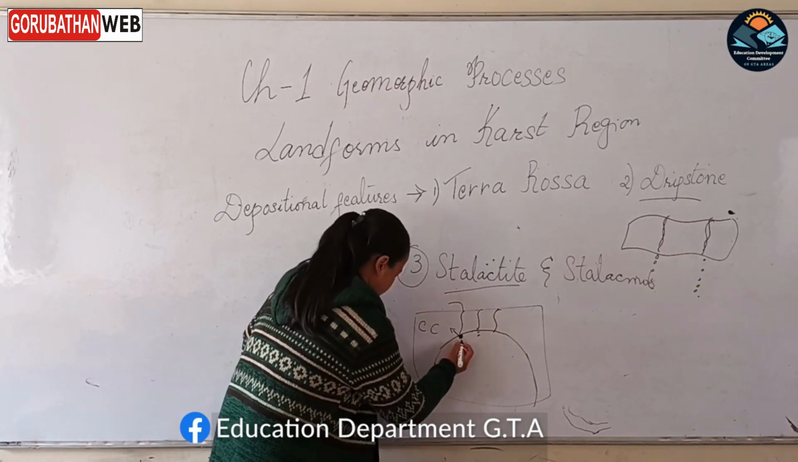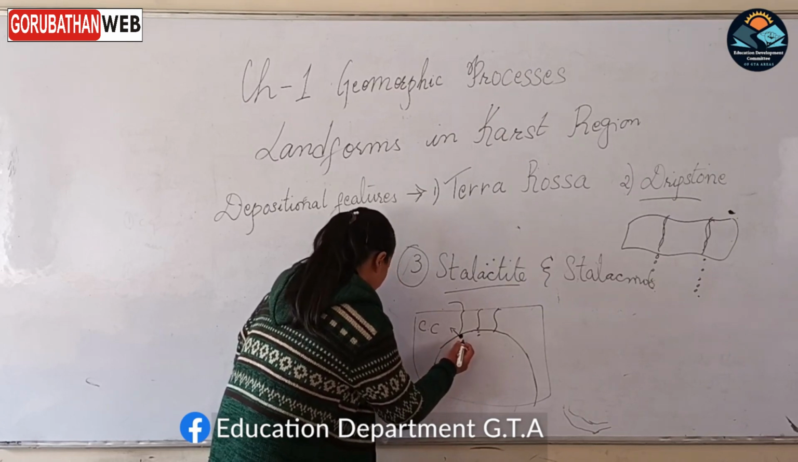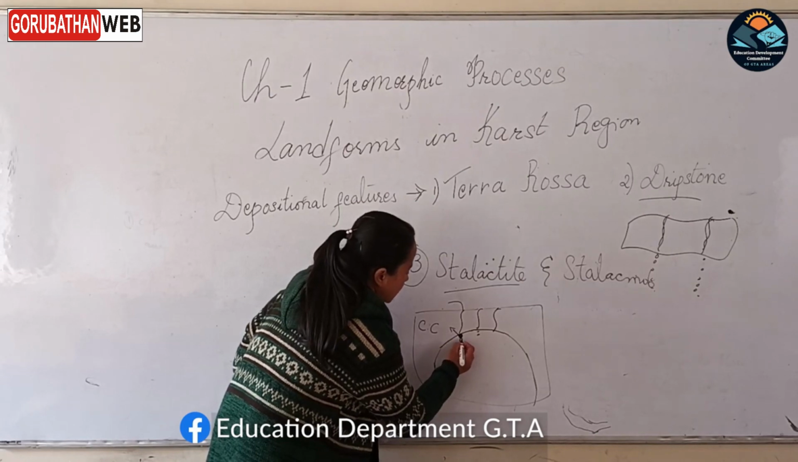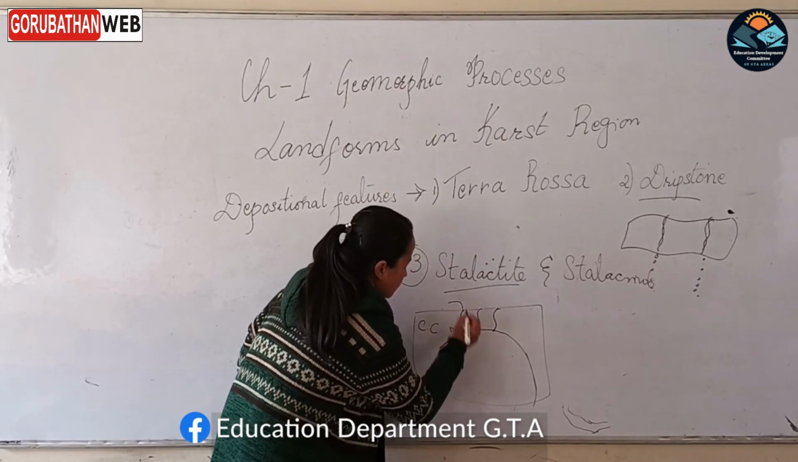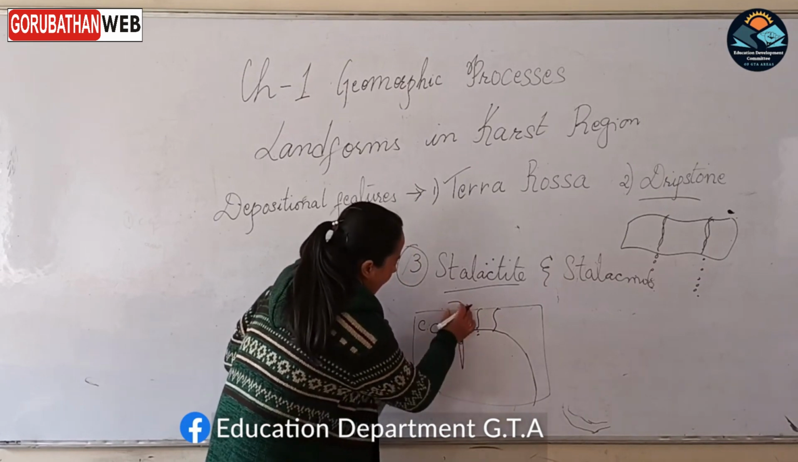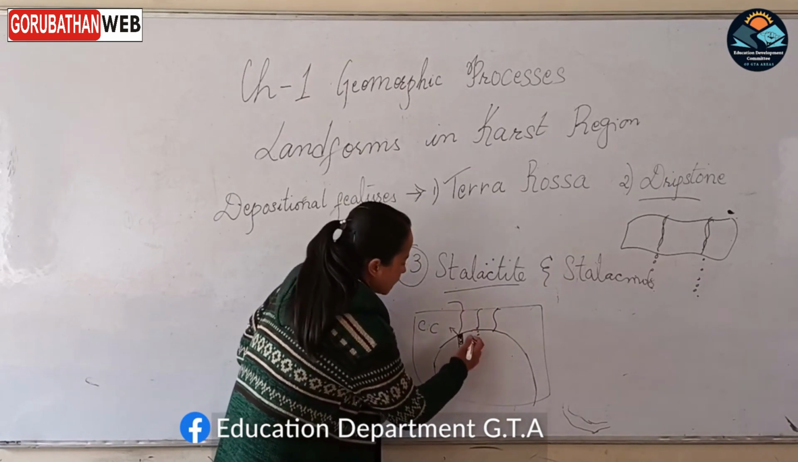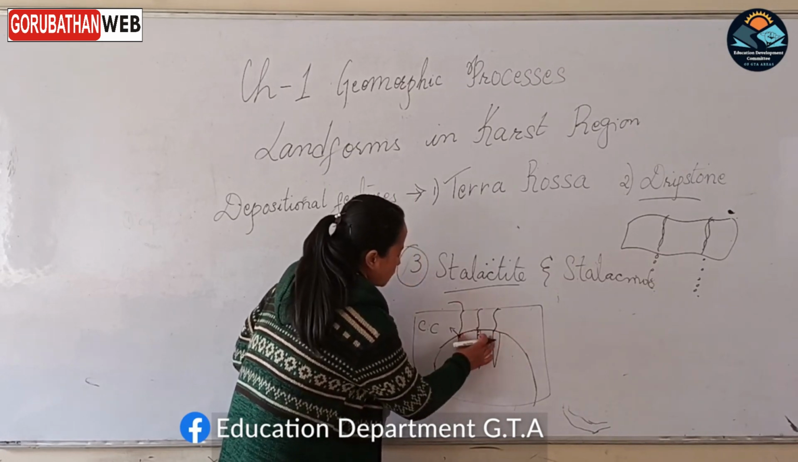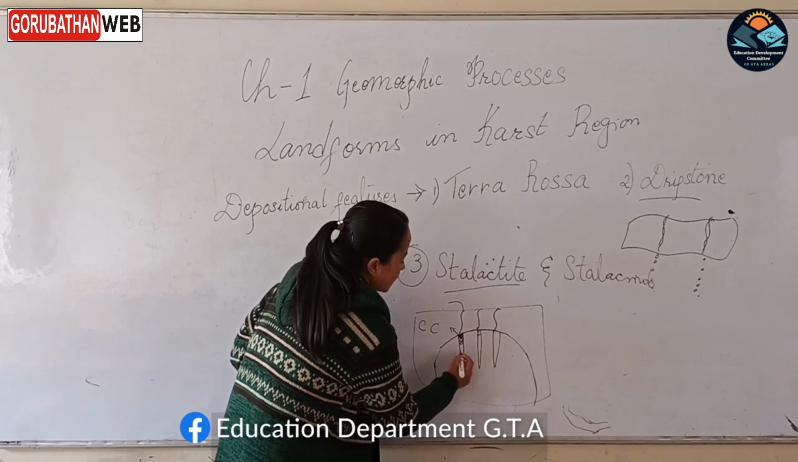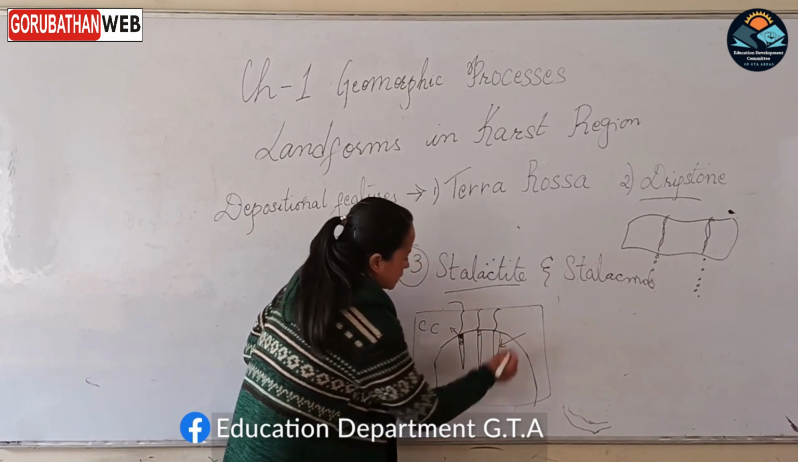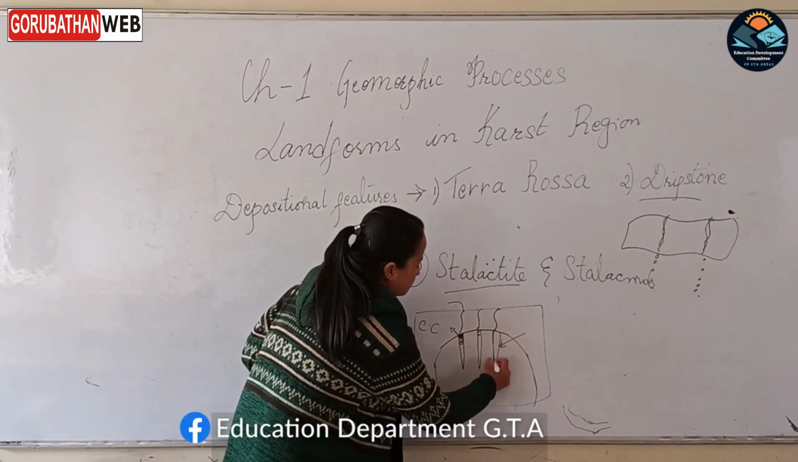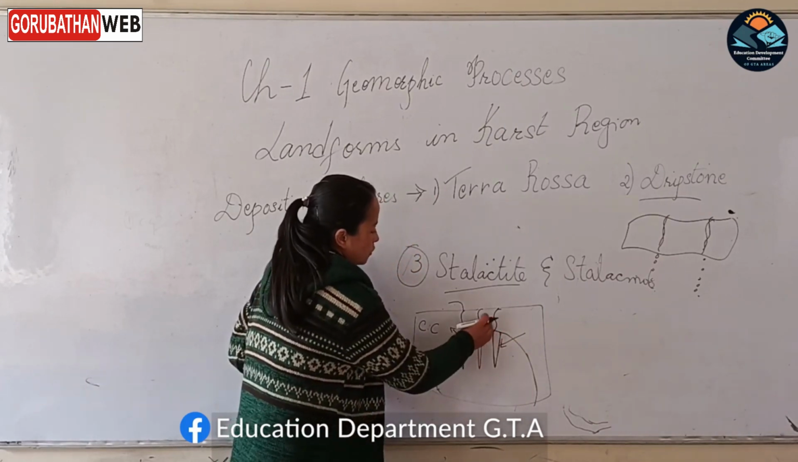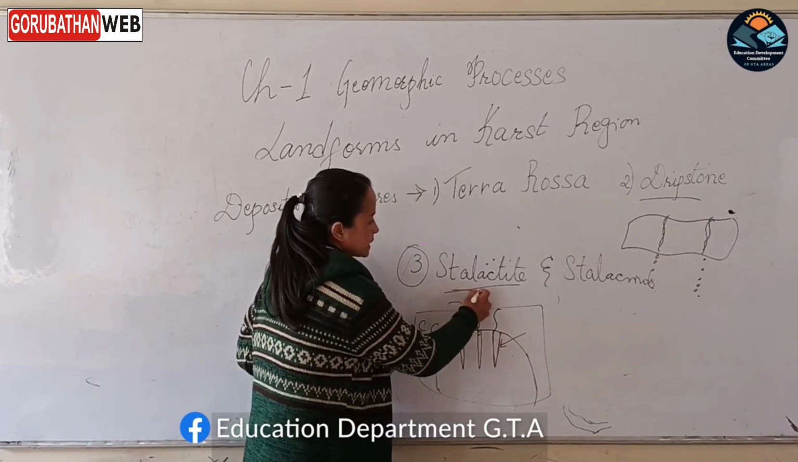The calcium carbonate remains there, and in course of time it grows bigger in size, forming a pillar which is hanging from the roof of the cave. In this way, many stalactites hang from the roof of the cave. These pillars which hang from the roof of the cave are known as stalactites.